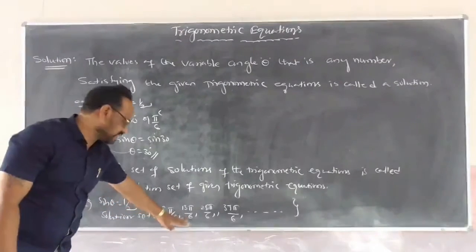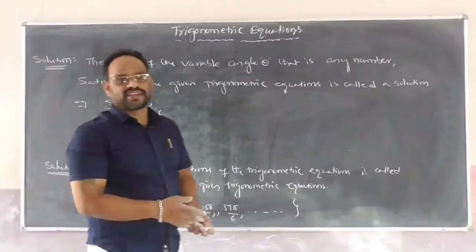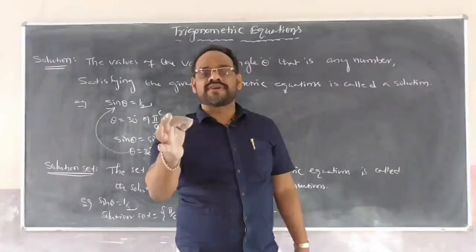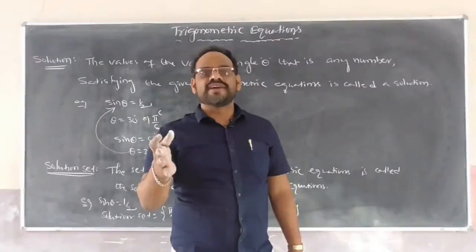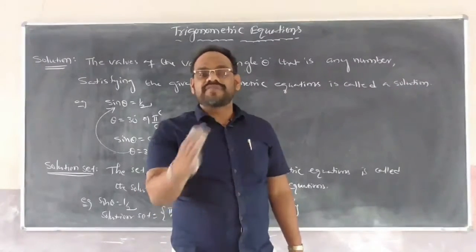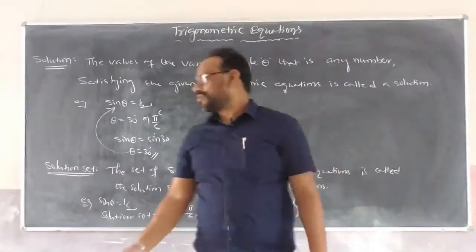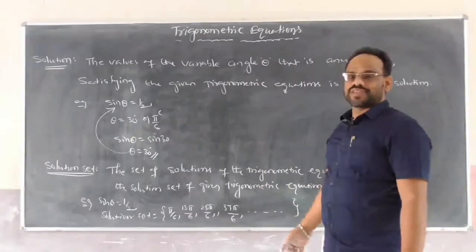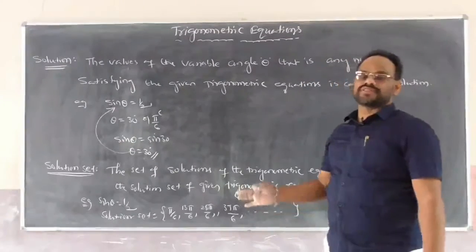This set is called what? Solution set of the given trigonometric equation. Why? Because all the trigonometric functions are periodic functions. That means after 2 pi, the sine function is again repeated in the same way. So it has infinite number of solutions. If you write all the solutions in the set, then it is called a solution set.